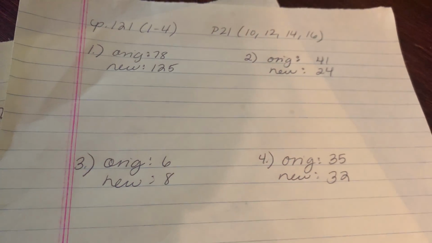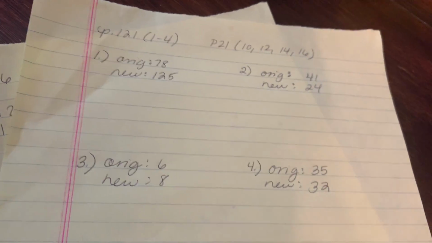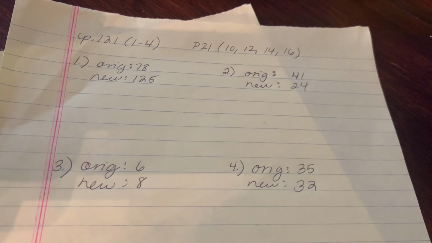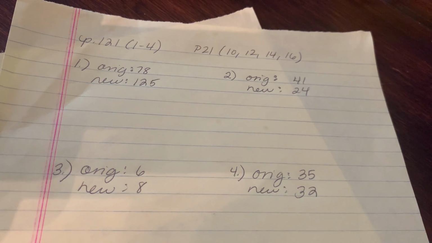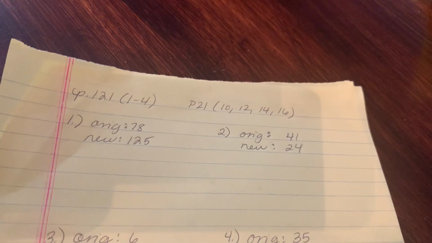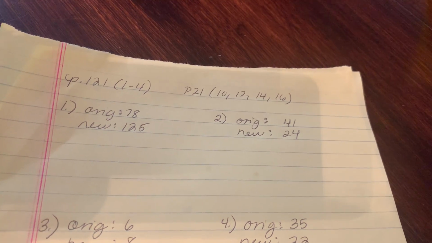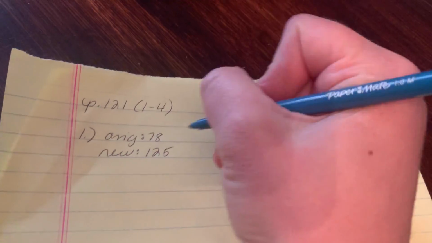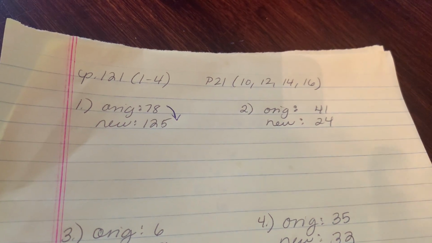Okay. We are now in percent of change. Part of this is finding percents of numbers, and part of this is percent increase and decrease. So if I have something, let's just say it was $78 and I marked it up to $125, what percent of change is that? So how do you get from 78 to 125?